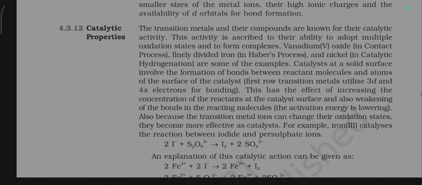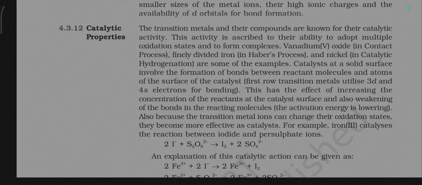Catalytic properties. The transition metals and their compounds are known for their catalytic activity. This activity is ascribed to their ability to adopt multiple oxidation states and to form complexes. Vanadium oxide in the contact process, finely divided iron in Haber's process, and nickel in catalytic hydrogenation are some of the examples. Catalysis at a solid surface involves the formation of bonds between reactant molecules and atoms of the surface of the catalyst. First row transition metals utilize 3d and 4s electrons for bonding. This has the effect of increasing the concentration of the reactants at the catalyst surface and also weakening of the bonds in the reacting molecules, so the activation energy is lowered.